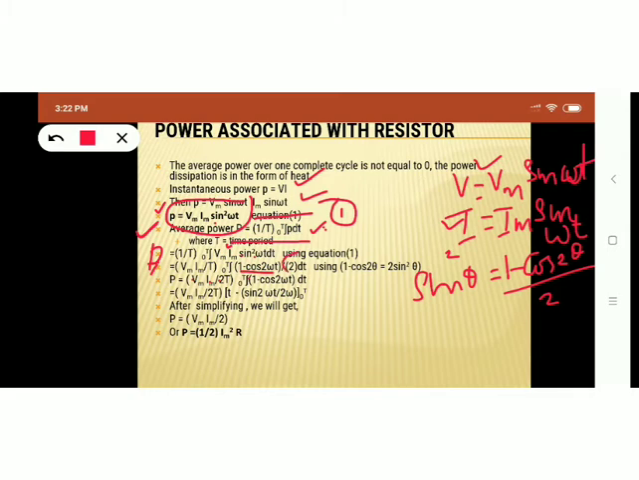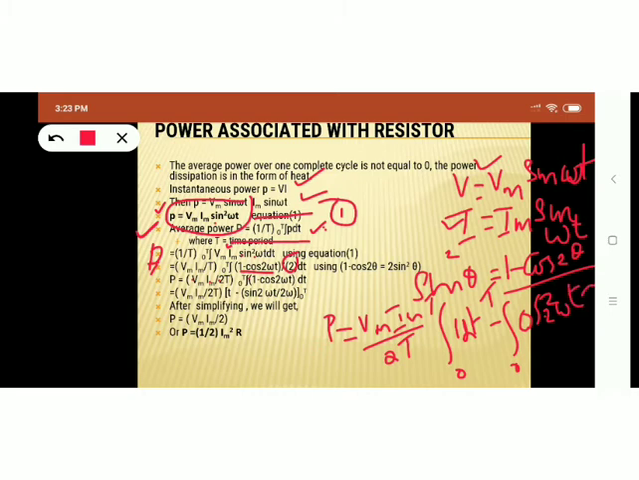Again, this 2 is a constant, so take it outside the integral sign. So that is the next step. We are left with Vm Im by 2T integral 0 to T (1 minus cos 2 omega t) dt. And again just remove the bracket. So you will get Vm Im by 2T into integral 0 to T 1 dt minus integral 0 to T cos 2 omega t dt.